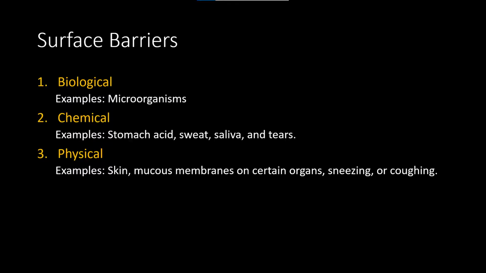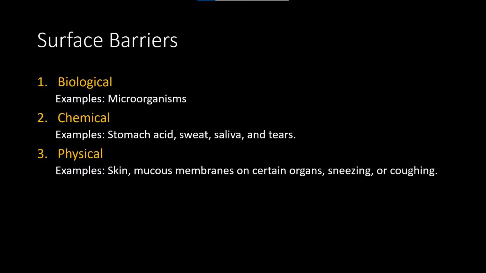Next, in the chemical barrier, this includes stomach acid, sweat, saliva, and tears. The stomach acid is very strong, so it will kill many types of microorganisms. And for example, your sweat has enzymes which can break down bacteria.